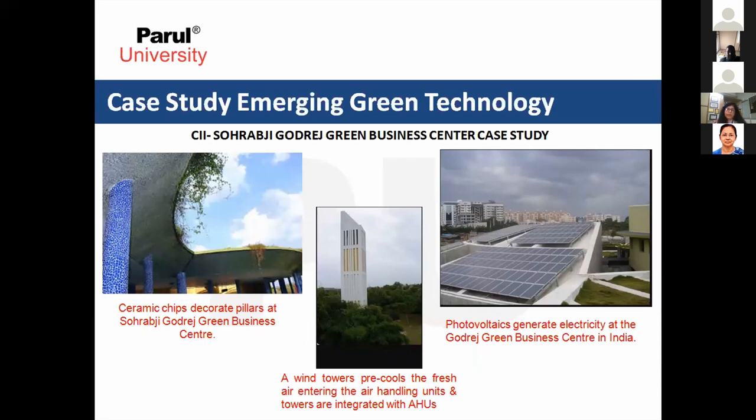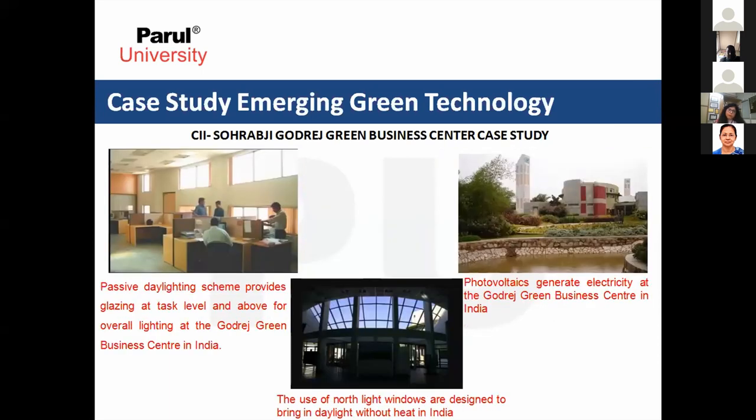Handling units and towers are integrated with AHUs. We can see that at the roof, photovoltaics generate electricity. Also, for the working system, the passive daylight scheme provides glazing at task level and above for overall lighting at the Godrej Green Business Center in India.